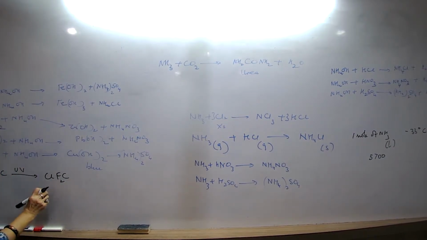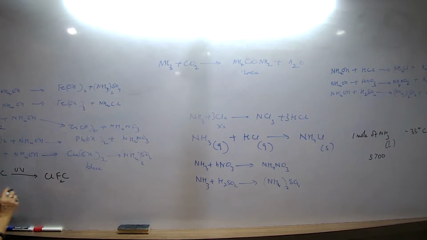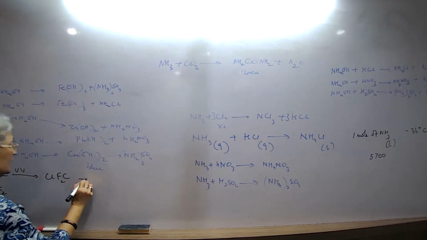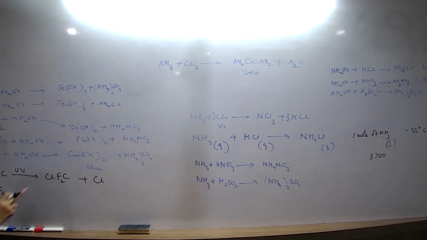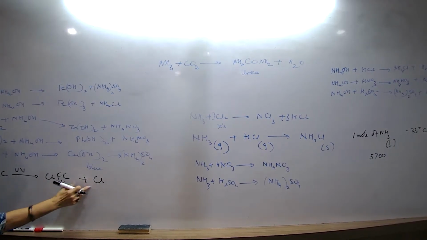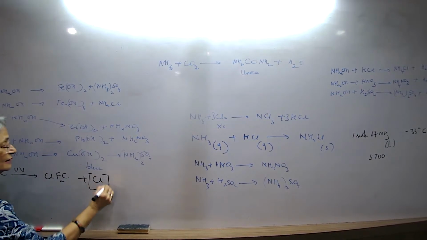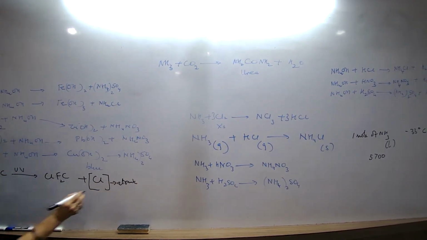What happens is, you get ClF2 plus you are getting your chlorine. This one chlorine is here. This one chlorine, 2 was here, 1 is here and 1 is here. This chlorine is said to be atomic. This is atomic chlorine. Highly reactive.